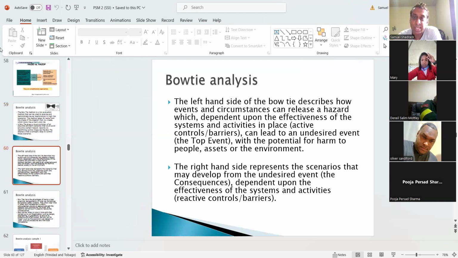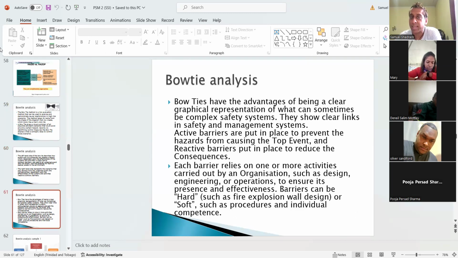The left-hand side of the bow tie describes how the event and circumstances can release a hazard, right? The right-hand side represents a scenario that may develop from the undesired event, the consequences, dependent upon the effectiveness of systems and activities. The right-hand side is more reactive than the left-hand side, right? So the bow tie has the advantage of being a clear graphical representation of what can sometimes be a complex safety system.